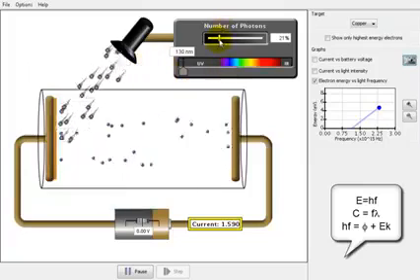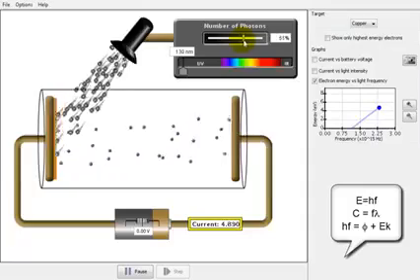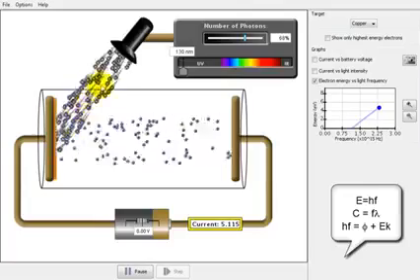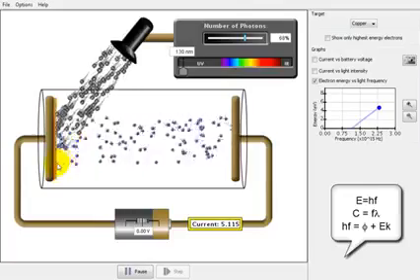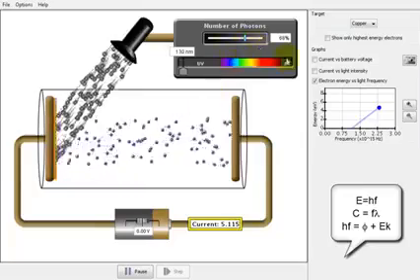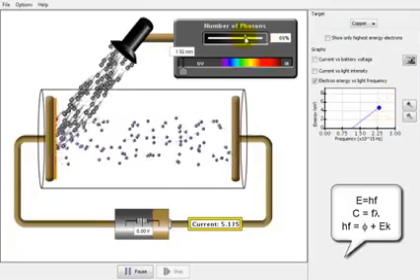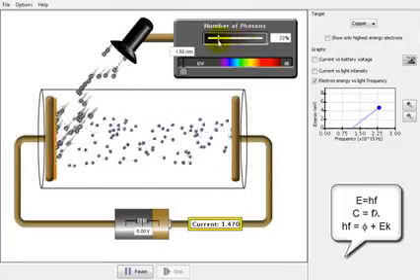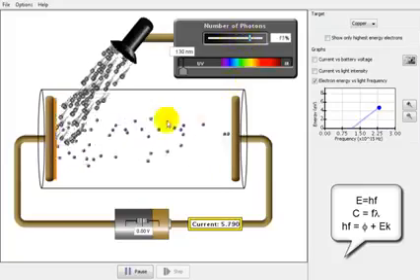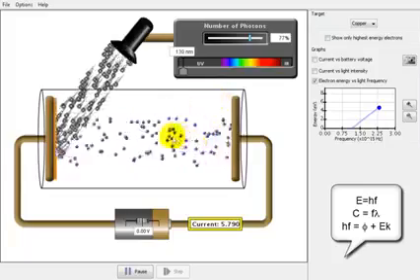If I change the intensity of our incoming photons, we can see that this has the effect of increasing the number of photons hitting the surface, which also increases the number of electrons being released from the metal surface. Notice here that the energy of these electrons does not change. So intensity does not affect the energy of these released electrons. It just changes the number of electrons being released.